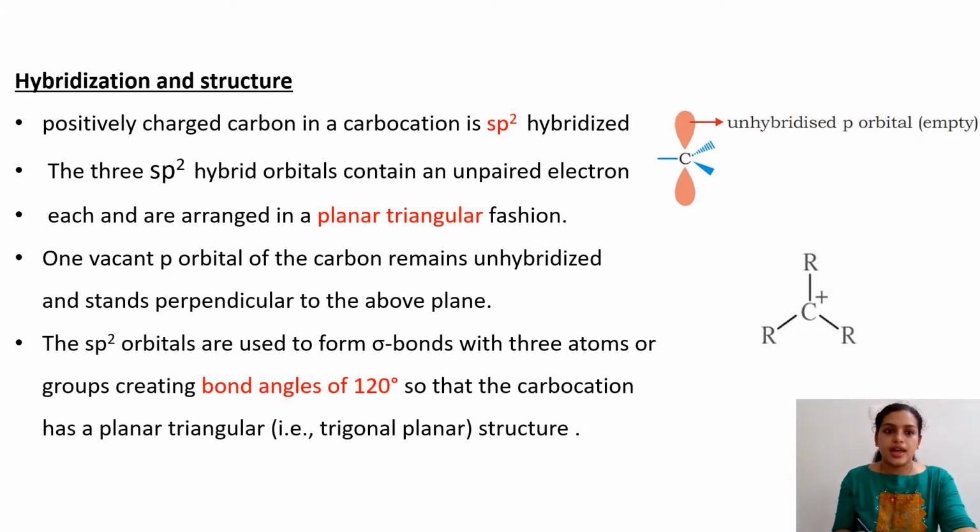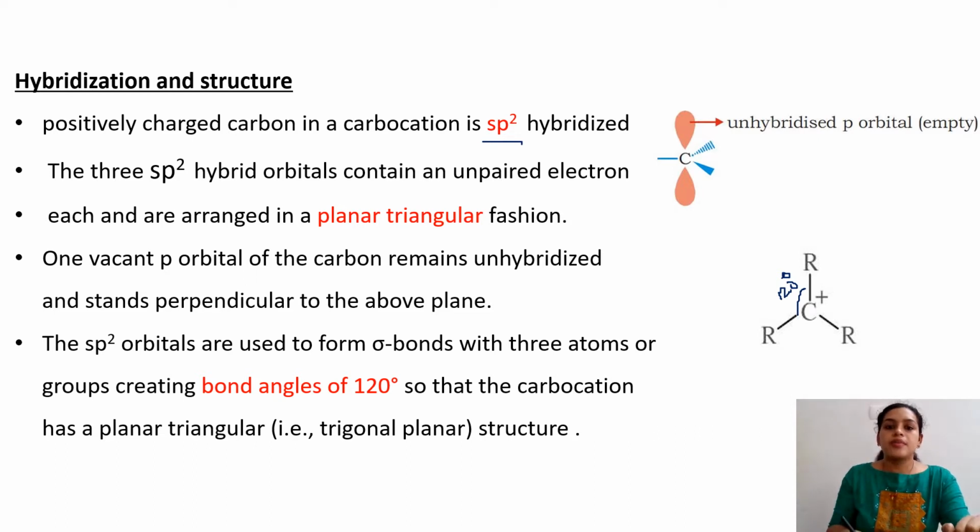Now hybridization and structure. The positively charged carbon atom in a carbocation is sp2 hybridized. sp2 hybridization means there will be 3 sp2 orbitals. Those orbitals will be planar and the bond angle between them is 120 degrees. There will be 3 sp2 orbitals with single electrons, so that the carbon can form sigma bonds with 3 other atoms or groups.